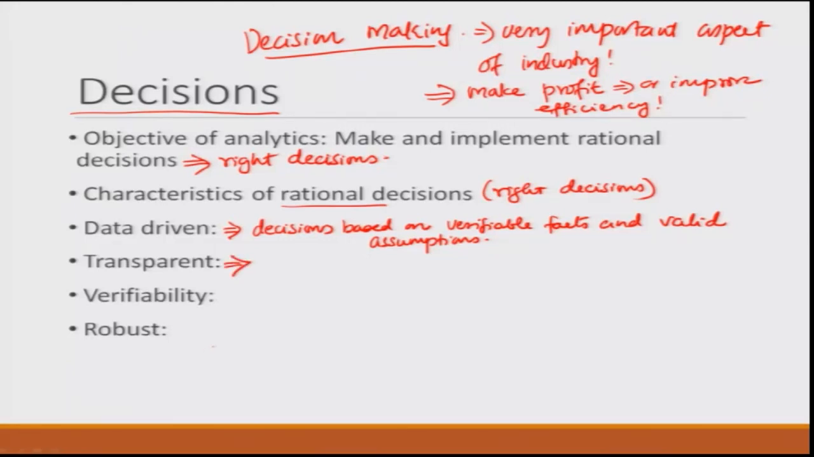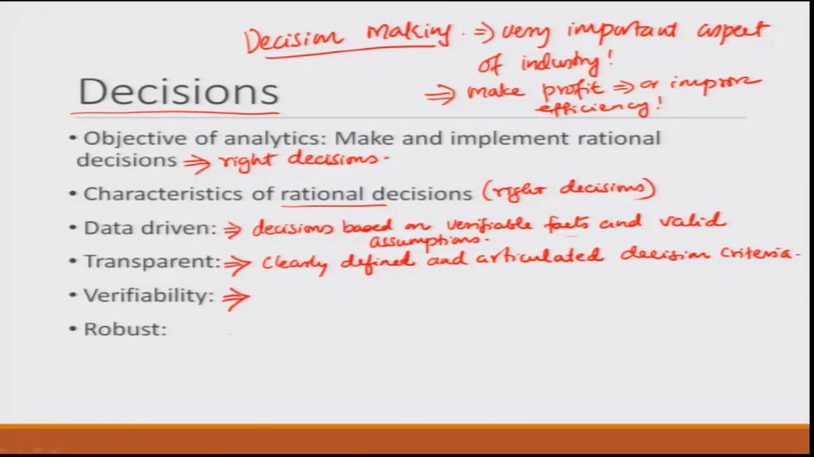The second one is that it should be transparent. Transparent means there should be clearly defined and articulated decision criteria. The criteria that you use to make the decision should be clearly defined and articulated. You can't make a whimsical decision. It should be data driven, and once you have the verifiable facts and valid assumptions, your decision-making criteria should be clearly articulated.